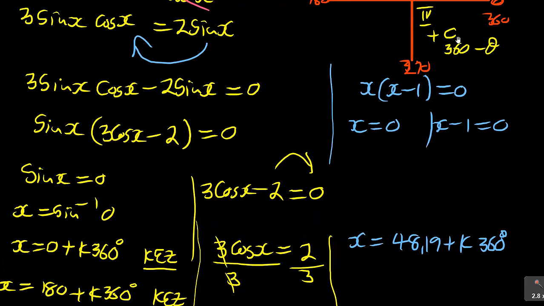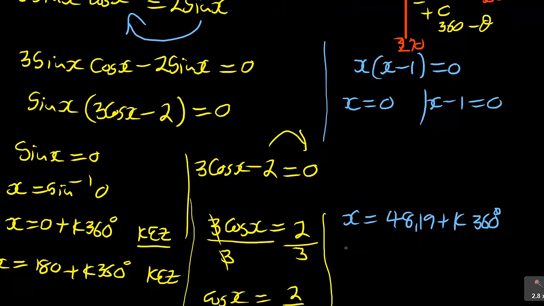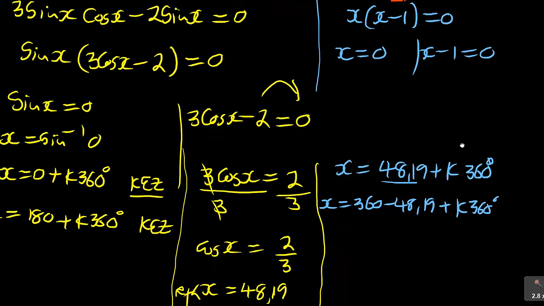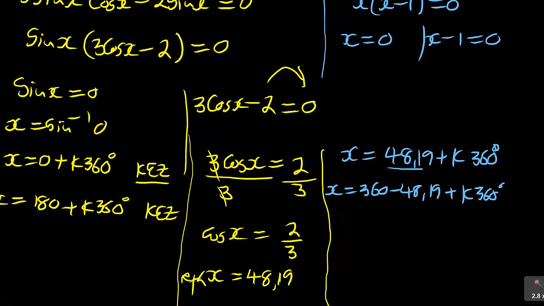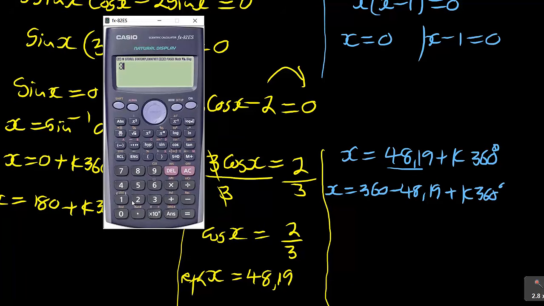you come here, you say in here is 360 minus theta, so you are going to say or x is equal to 360 minus our reference angle, which is 48,19, plus k 360 degrees. Which you will simplify: what is 360 minus 48,19, because that is where cos is positive? It is 311,81.